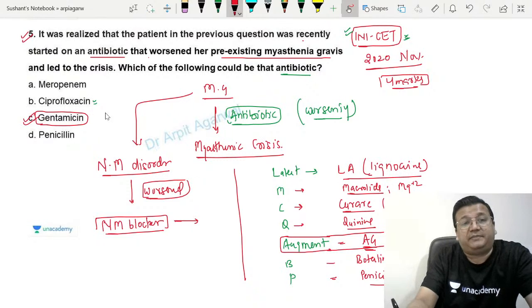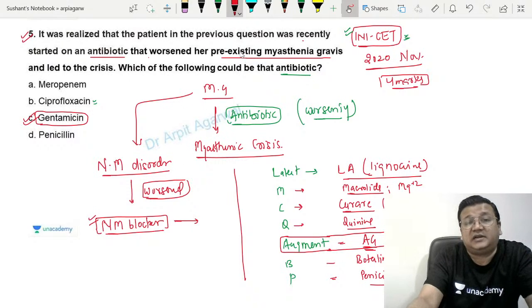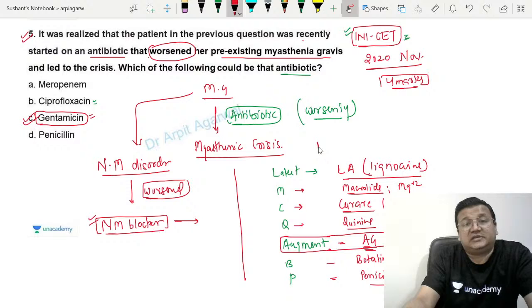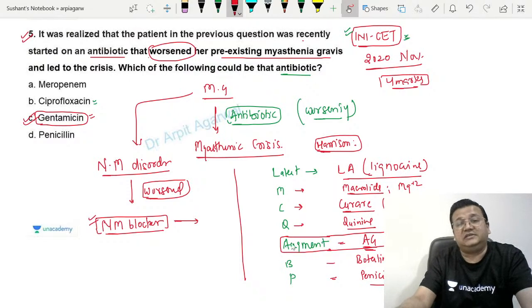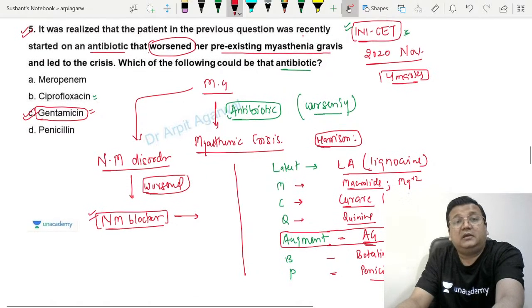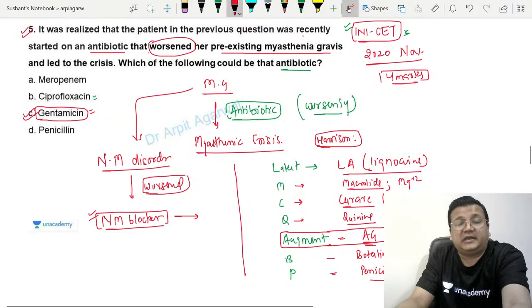Cipro may precipitate myasthenia gravis, but does it have neuromuscular blocking property? You have to understand what the question is asking. It worsened myasthenia gravis. If you are given an aminoglycoside, that will be the best answer. This is the list I have taken from Harrison. You can check the drugs worsening any neuromuscular blocking condition. So Cipro would be considered if gentamicin or other drugs were not given. Cipro has a different mechanism.